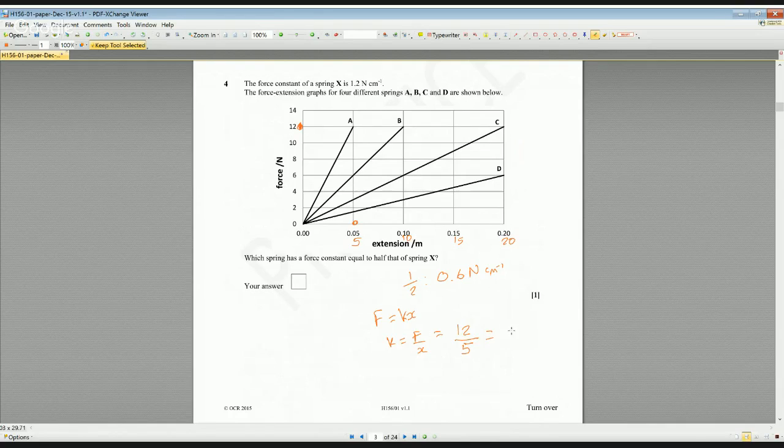And that gives us a value here of 2.4 newtons per centimeter. Now, that's not the one we're looking for. We're looking for 0.6. I'm not going to go through and show you how to calculate all of them, but B, you'll find comes out as 1.2. C comes out as 0.6, so that's the one we want. That was 0.3, so our correct answer here will be C.